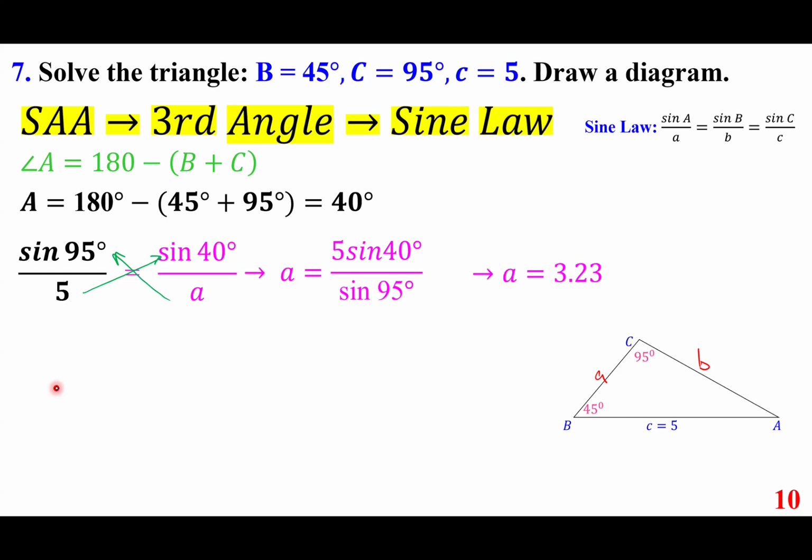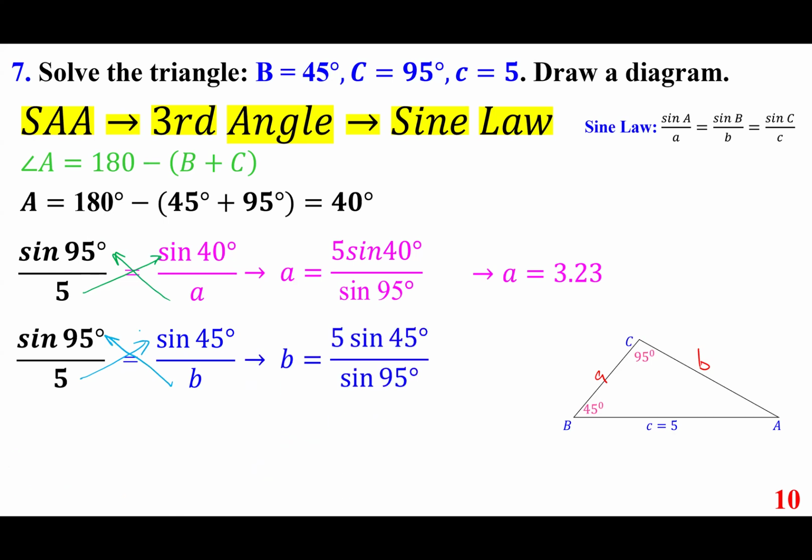Now we go with the next case. Use what you already have. We have sine 95 over 5, but this time sine of 45 degrees over b. Again, cross product. 5 times sine 45 divided by sine 95 will give us the value of b. We put it into a calculator. b becomes 3.55.